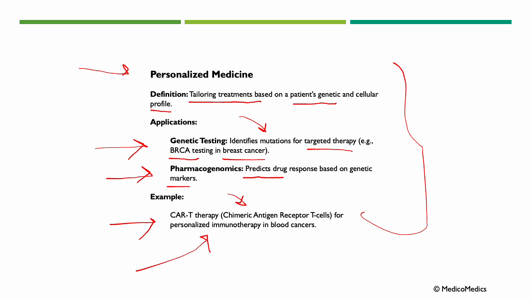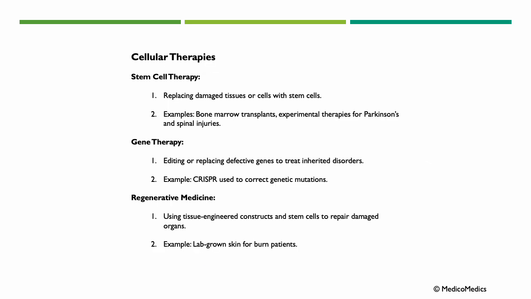Now let's move on to advanced cell-based therapies that are transforming treatment landscapes. So cellular therapies like stem cell therapy, where we replace damaged tissues or cells with stem cells. Examples include bone marrow transplants and experimental therapies for example, Parkinson's or spinal injuries.